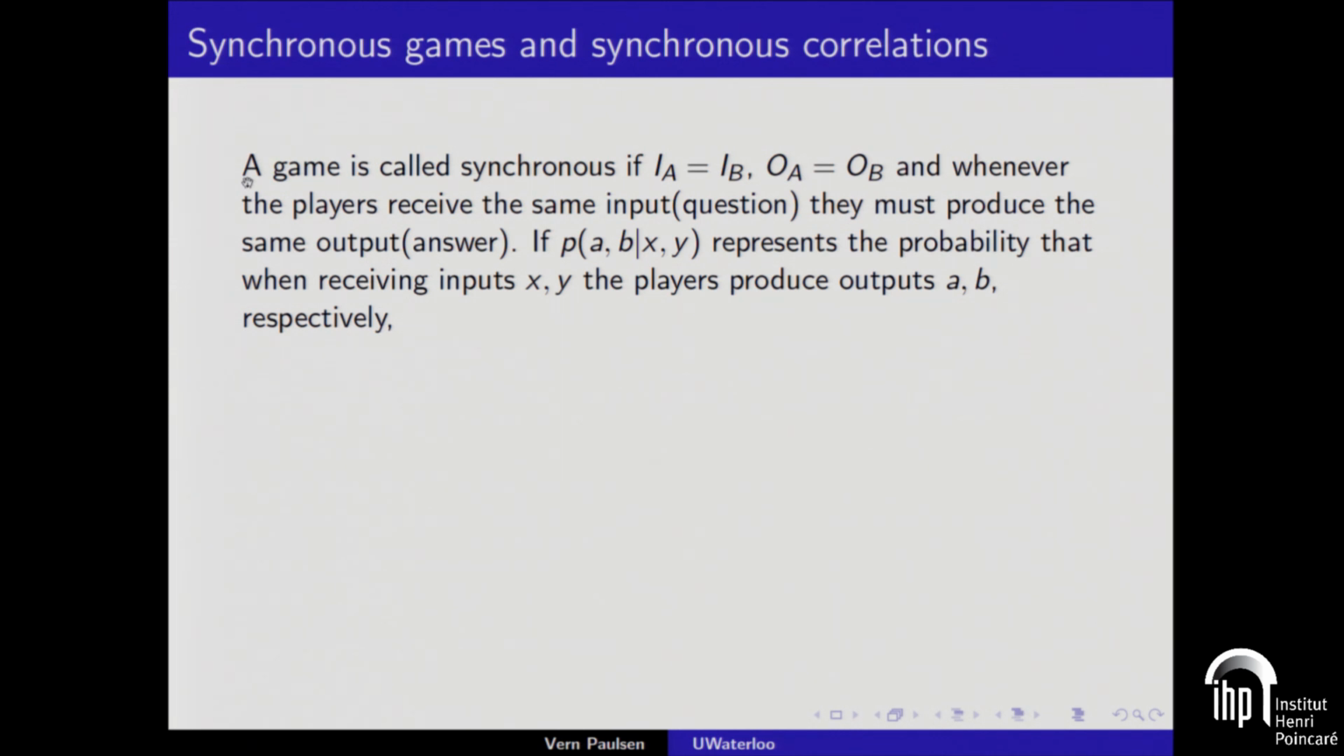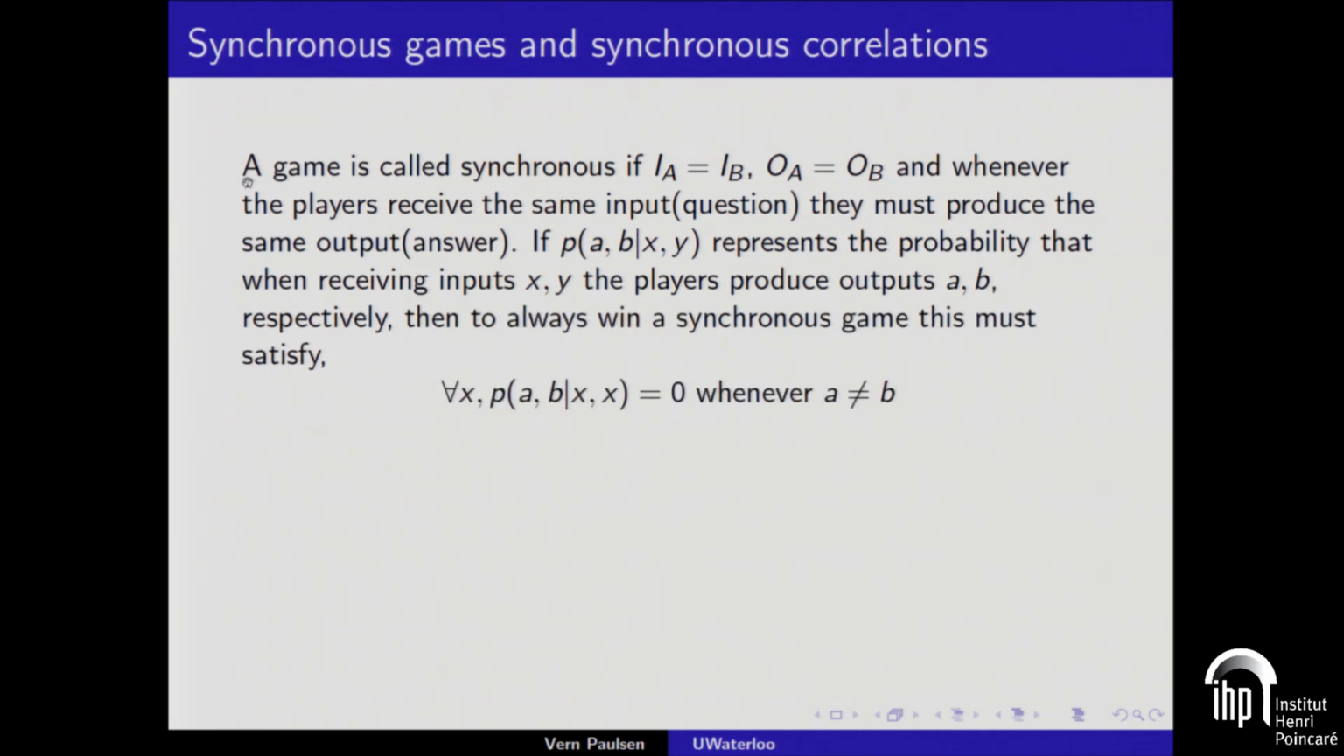The one thing that makes a game synchronous is that anytime they're asked the same question, they have to give the same answer. That's the synchronous condition. So the things that make a game synchronous are that the questions are from the same set for both of them, the answers are from the same set for both of them, and if they get asked the same question, they have to give the same answer. If you think back to the graph game I was describing, suppose the referee gives them both the same vertex, then it's natural that they should have to both reply with the same color, or the referee knows there's something fishy. So that's why that would be a synchronous game.